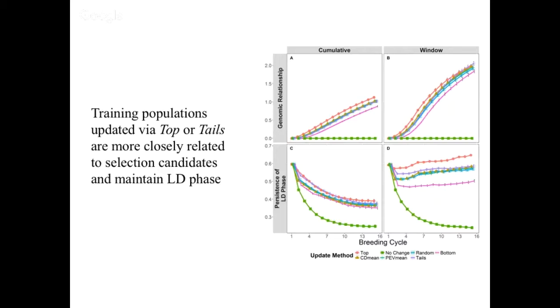But we also see differences between the cumulative approach and the window approach. And this might be simply explained by the fact that in the window approach, we're using only the newest data. So individuals in these training populations are more closely related to the selection candidates of the next cycle. We're getting rid of that old information that's not necessarily reflecting those genomic relationships or those patterns of marker QTL LD.